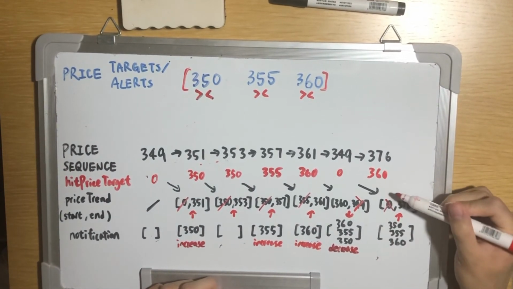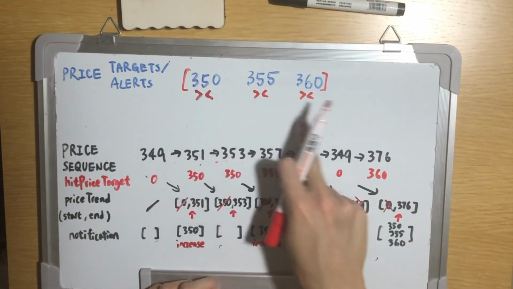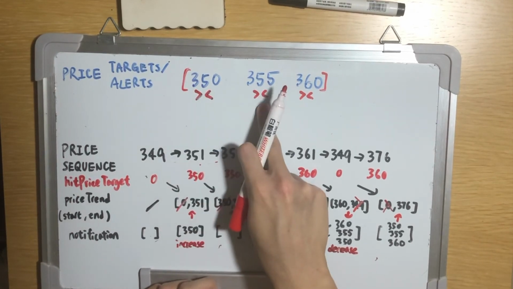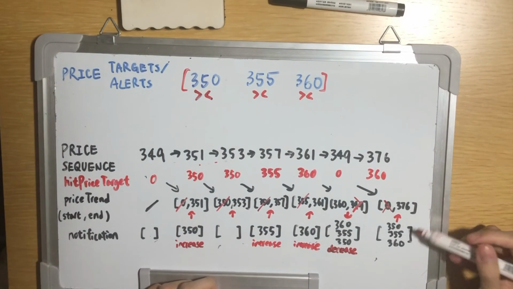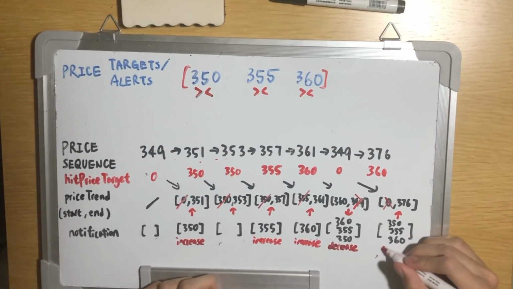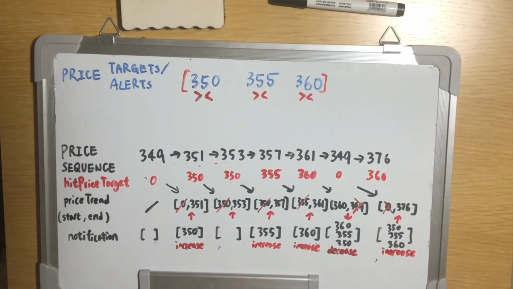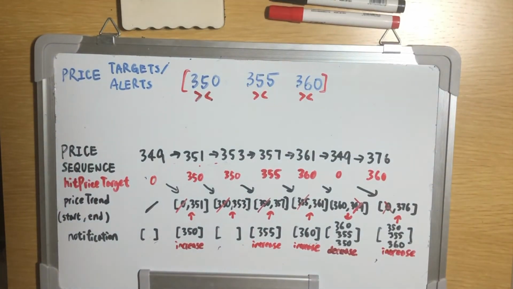It actually checked from 1 to 376 and check the price target. If it's 350, 355, 360, they all are within this list, and this is ascending, so this is increase. So that's pretty much for this algorithm, and hopefully it makes sense to all of you.